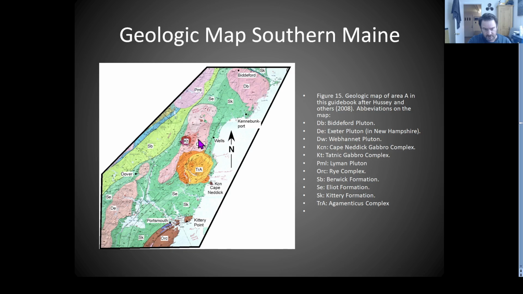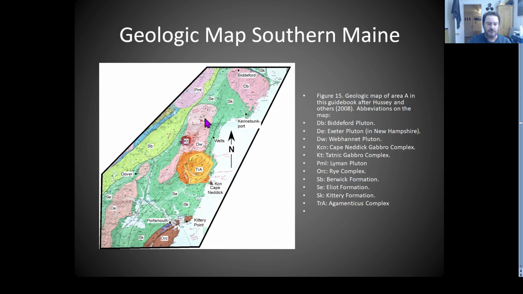Now, the reason I'm bringing this out is that these plutons here, these three here, are much different than this one here. And the reason is that these plutons here are essentially derived during or somewhat immediately after the mountain building episode of the Acadian Orogeny. And as the plate went down, it melted and it produced lavas that came up and through.